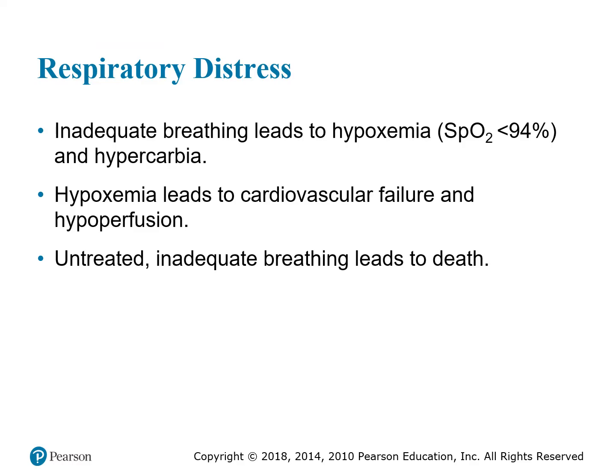And here we are highlighting the terms hypoxemia and hypercarbia. Just recall that hypoxemia means that there is not enough oxygen in the bloodstream, so that equates to an SpO2 less than 94%. And hypercarbia is just a state of having too much carbon dioxide in the bloodstream. The one we're focusing on is hypoxemia, which could lead to cardiovascular failure and hyperperfusion.